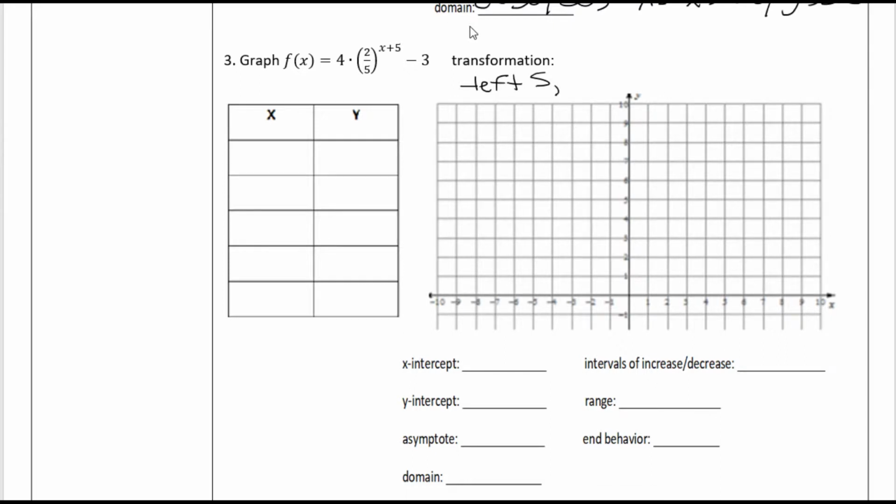The minus 3 on the outside is going to shift it down 3. And then the 4 here is going to do a vertical stretch by a factor of 4. Okay, so that's what the 4 is going to do. That's the transformation.